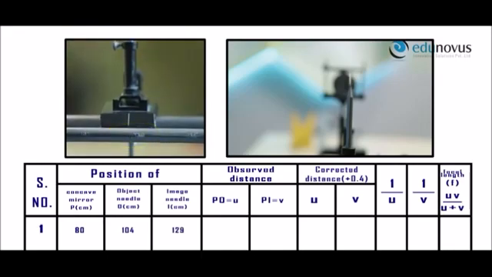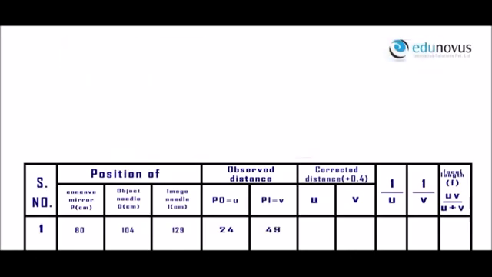Observed distance PO is equal to u, the distance between concave mirror P and the object needle O, that is 104 centimeters minus 80 centimeters, which is 24 centimeters. PI is equal to v, the distance between the concave mirror and the image needle I, that is 129 centimeters minus 80 centimeters, which is 49 centimeters.